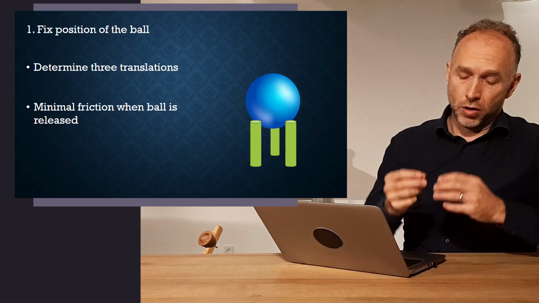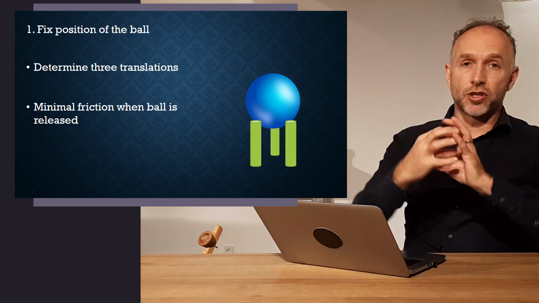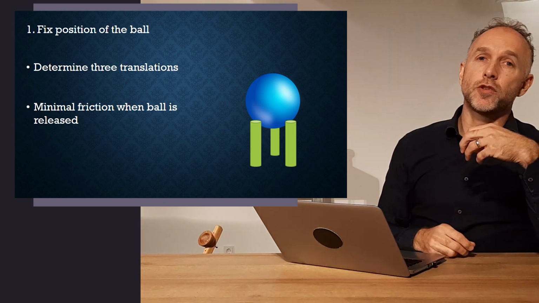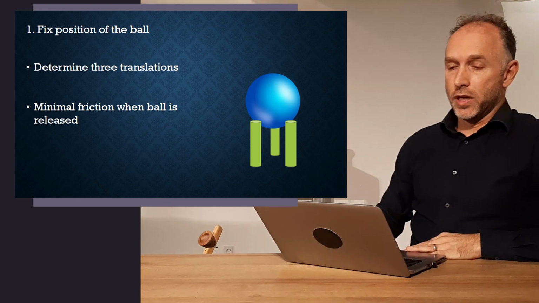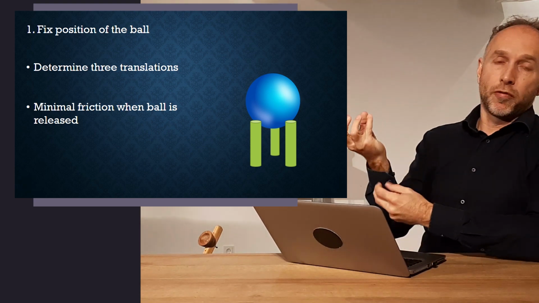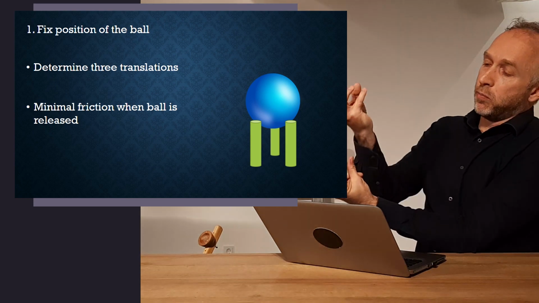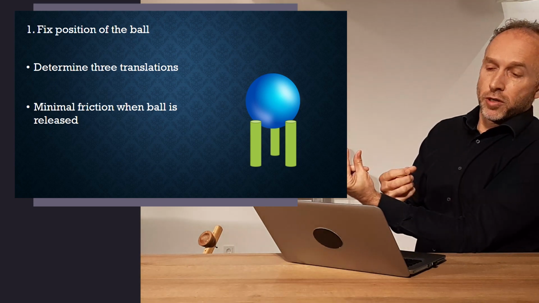Okay, so we make our function model and we start with the fixation of the ball. So fixation of the ball is rotation symmetrical. So we only need to fix the three translations. What you see here is the ball with, for example, a three-point fixture.